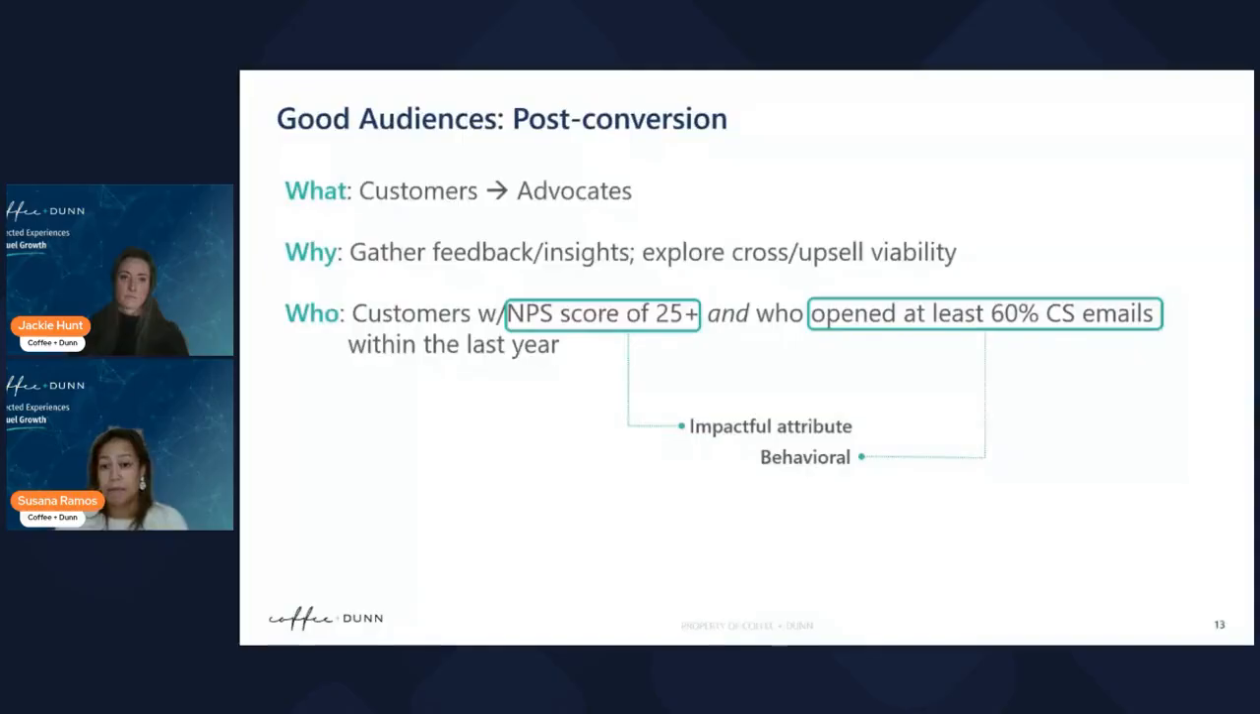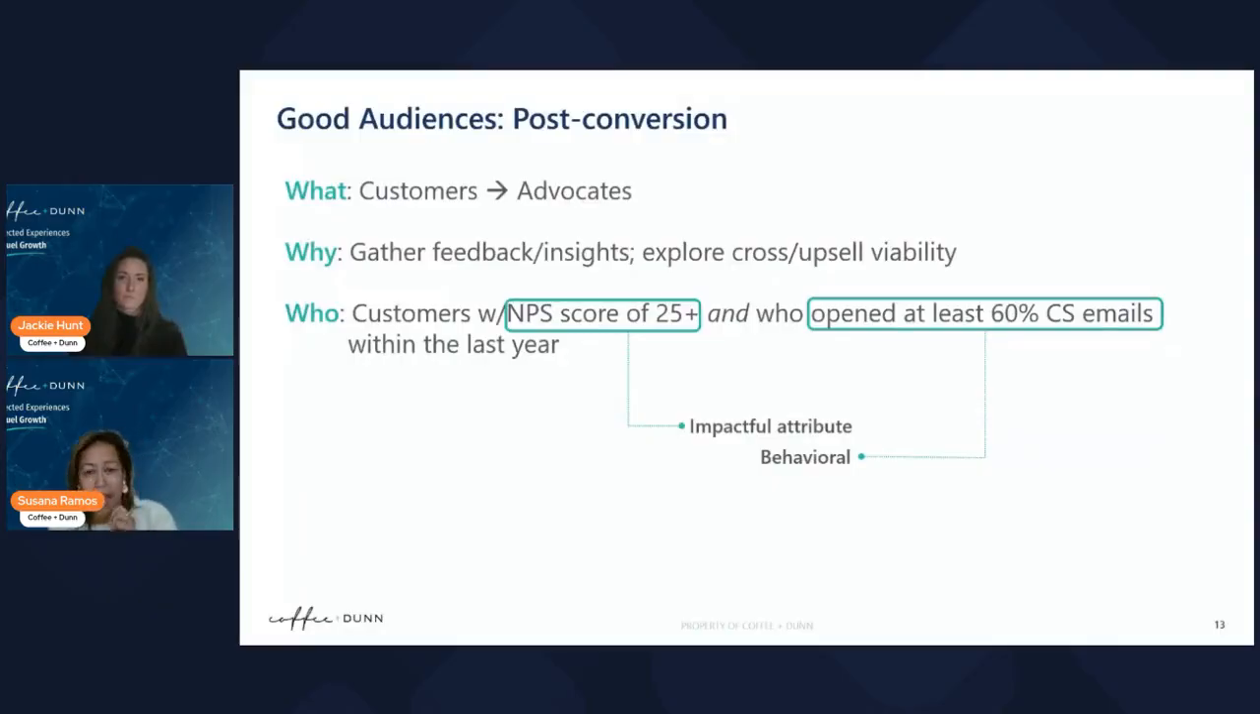And so in this case, the audience is customers with an NPS score over a certain threshold. So we know these are either, we'll consider them neutral or advocates, and have actually opened a customer service email, or the majority of them within a given amount of time. And again, keep in mind the frequency here, things like that, all of that should be refined based on the length of your sales cycle. But the point here is we're using the NPS score as one of those impactful attributes, and then we're taking some of the engagement around specific types of communication and using that to create that relevance.